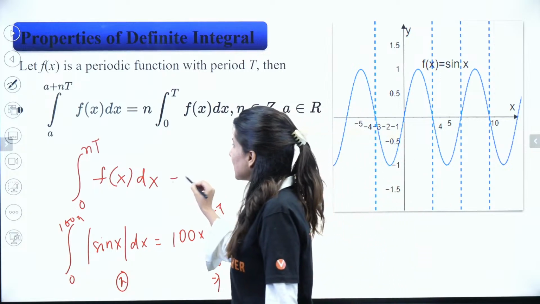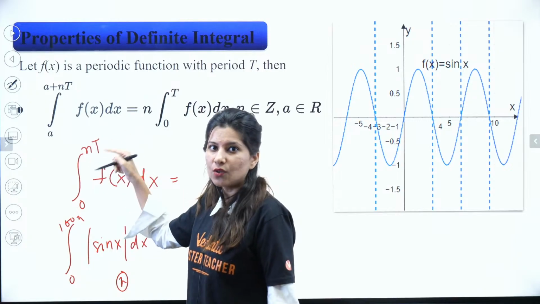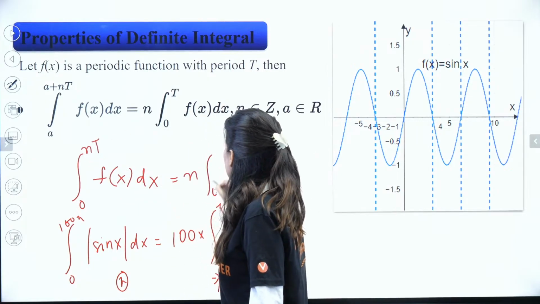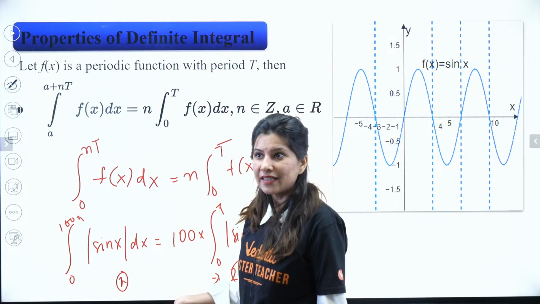Okay. So again, same thing. So this time period is t and n is the cycle, how many cycles you're having. So n will come in front, 0 to t f of x dt. Now you can just go ahead and integrate, right?